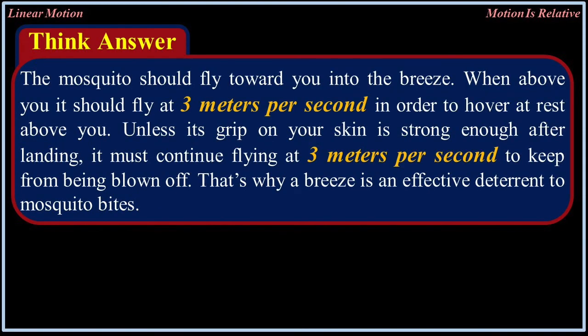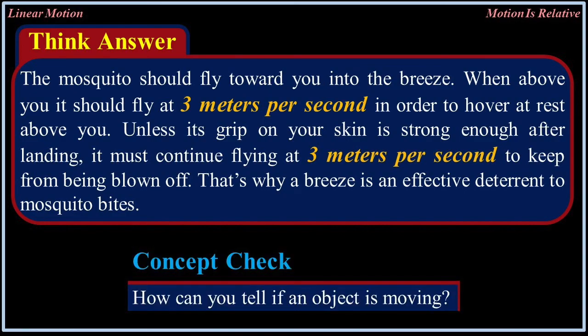The mosquito should fly towards you into the breeze. When above you, it should fly 3 meters per second in order to hover at rest above you. Unless its grip on your skin is strong enough after landing, it must continue to fly 3 meters per second to keep from being blown off. That's why a breeze is an effective deterrent to mosquito bites.